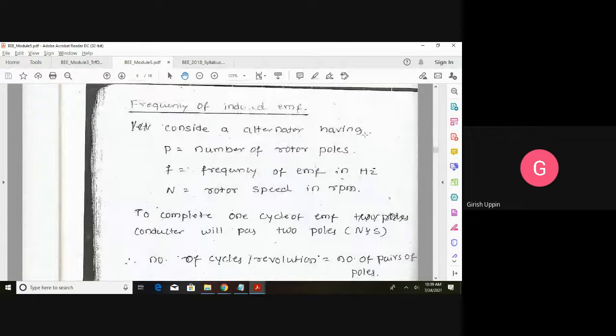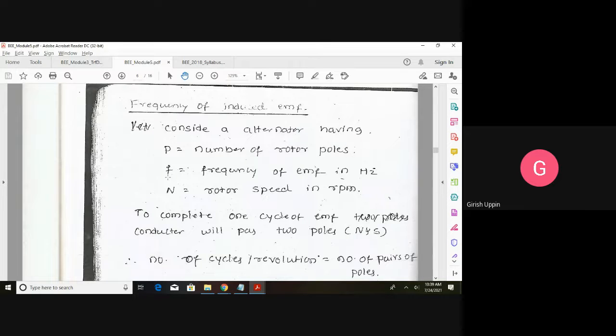Now the frequency of the induced EMF. This is a small derivation, they might ask it for 3 to 4 marks, very small derivation. What would be the frequency of the generated EMF? Consider an alternator having P number of rotor poles, and F is the frequency of the EMF in hertz.